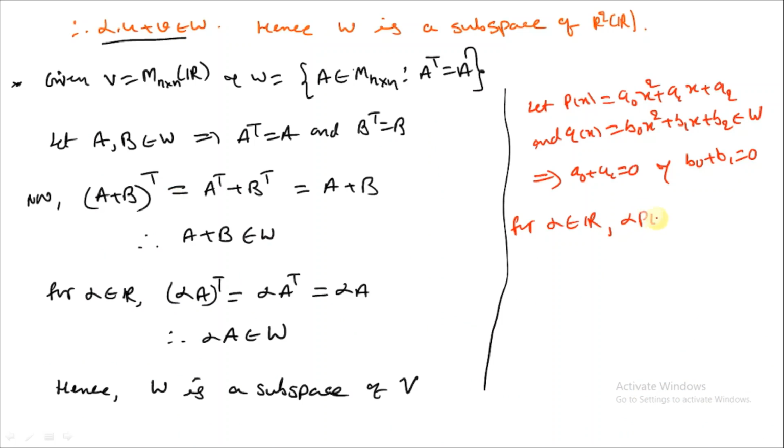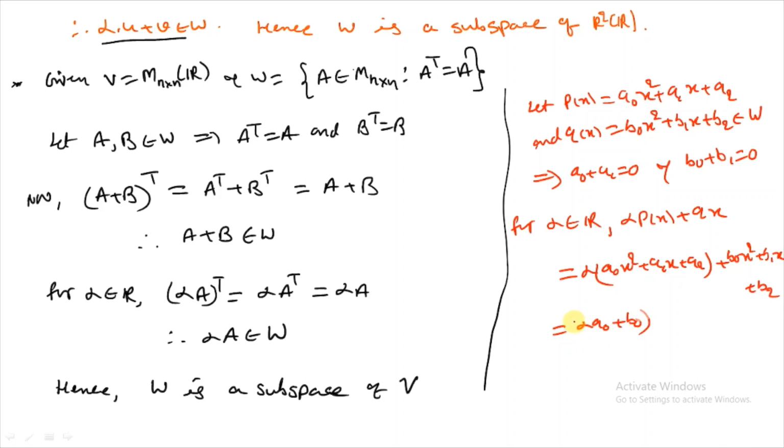Check this one, alpha p of x plus q of x, combining the two conditions. P of x means a naught x square plus a1 x plus a2. Q of x is b naught x square plus b1 x plus b2. Now simplify this one. Take x square common: alpha a naught plus b naught x square, plus alpha a1 plus b1 x, plus alpha a2 plus b2. So now check the conditions.